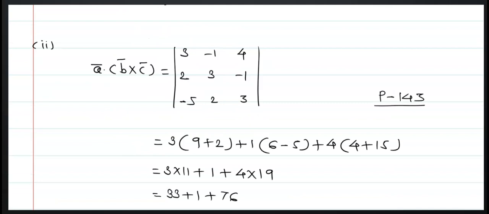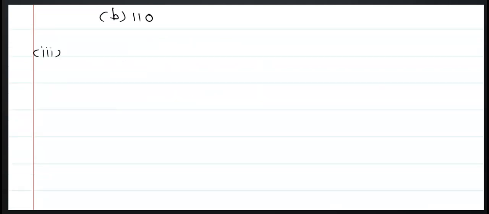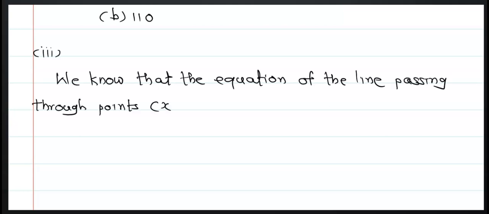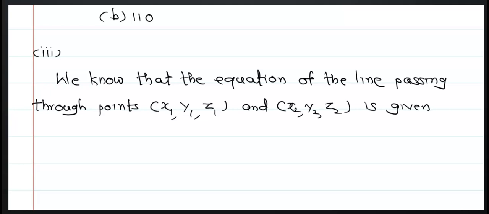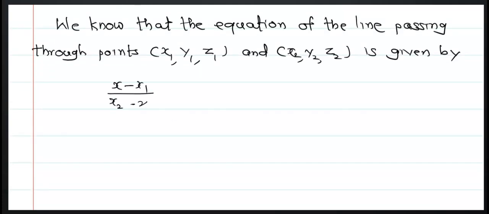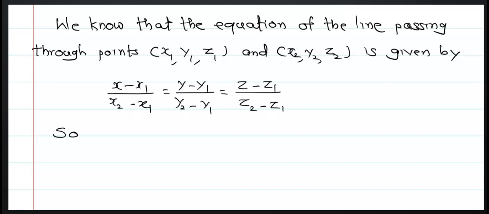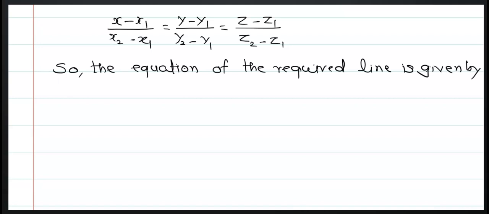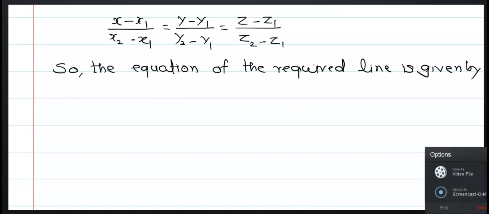Page number 81, page number 143, previous questions. We know that the equation of the line passing through the points x1, y1, z1 and x2, y2, z2 is given by (x minus x1) upon (x2 minus x1), (y minus y1) upon (y2 minus y1), (z minus z1) upon (z2 minus z1). So, the equation of the required line is given by the formula.